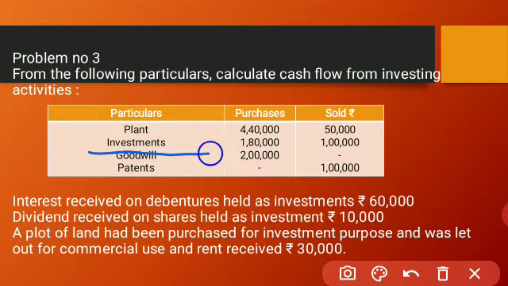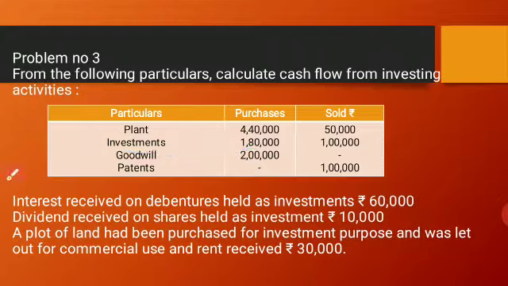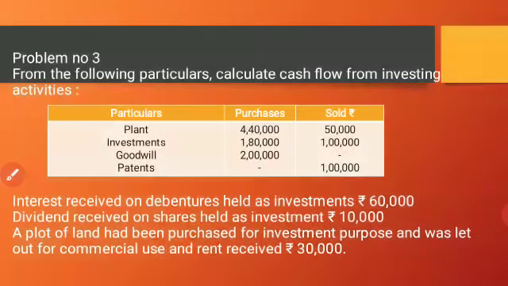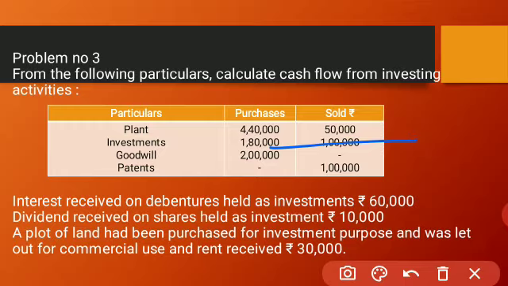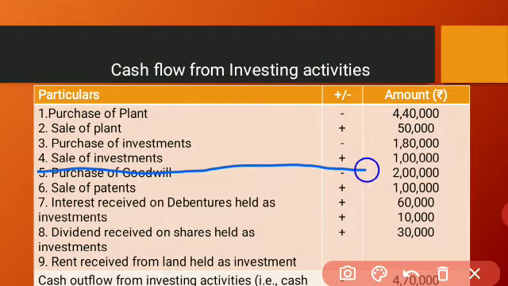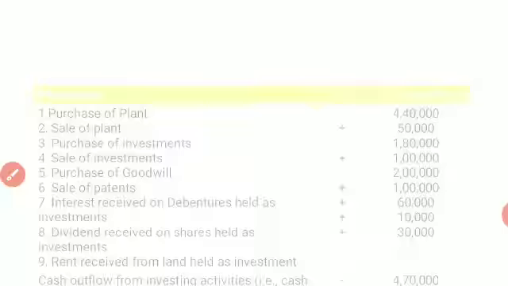What is the next one? This was specified about investment. There is a purchase of investment, that is 1,80,000. When we are purchasing, cash will go out of the business. That is why we specify purchase of investment, 1,80,000 rupees, minus balance. Again they said there is a sale of investment, 1 lakh rupees. Sale is nothing but we have to add, because money will come to the business. Sale of investment 1 lakh rupees, add.